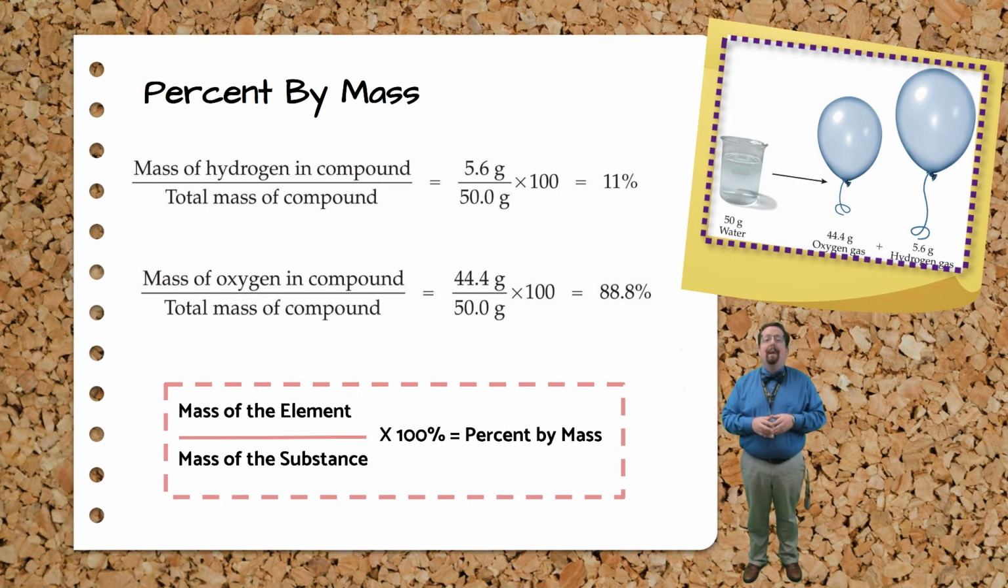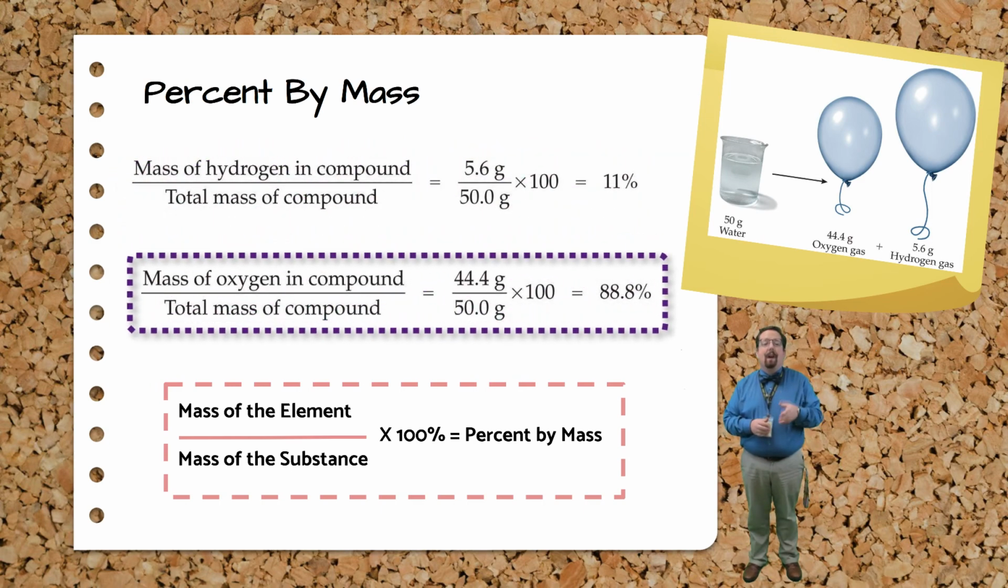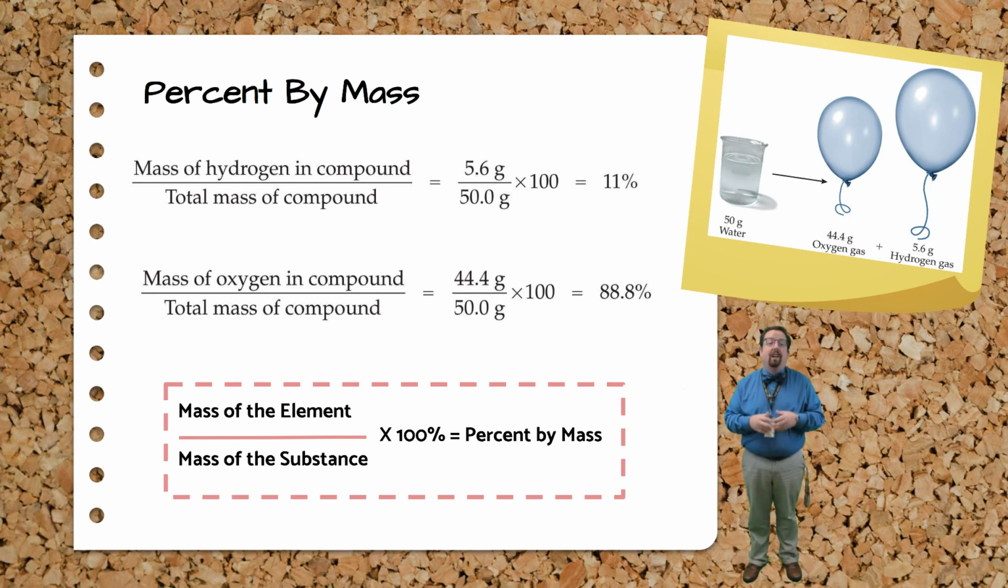oxygen gas, we might get something like 44.4 grams of oxygen and 5.6 grams of hydrogen. To find the hydrogen's percent mass, we take its 5.6 grams divided by the total mass of 50 grams, then multiply it by 100% to get about 11% by mass. You could do the same for oxygen as well. The important thing here is that even if we started with 5 grams of water or even 150,000 grams of water, our percent mass would be exactly the same. This is what the law of constant composition says. A compound will always be made up of the same ratio of each element.